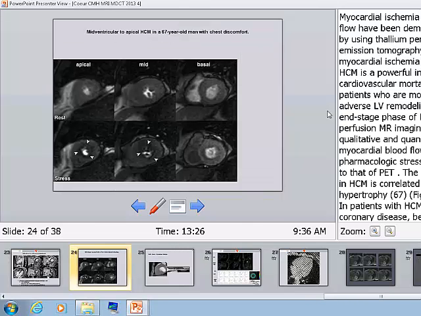What about myocardial ischemia? Myocardial ischemia and reduced myocardial blood flow have been demonstrated in patients with HCM, with PET or with thallium perfusion imaging. One can do exactly the same thing using stress cardiac MR, where you can see this hypo-signal corresponding to a hypoperfused area in this patient.